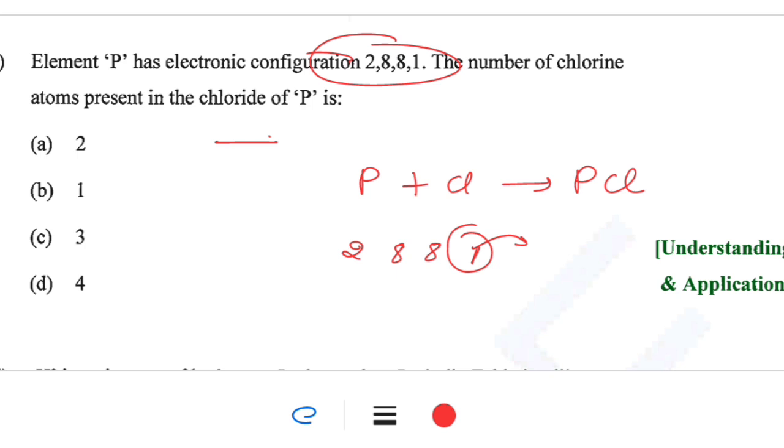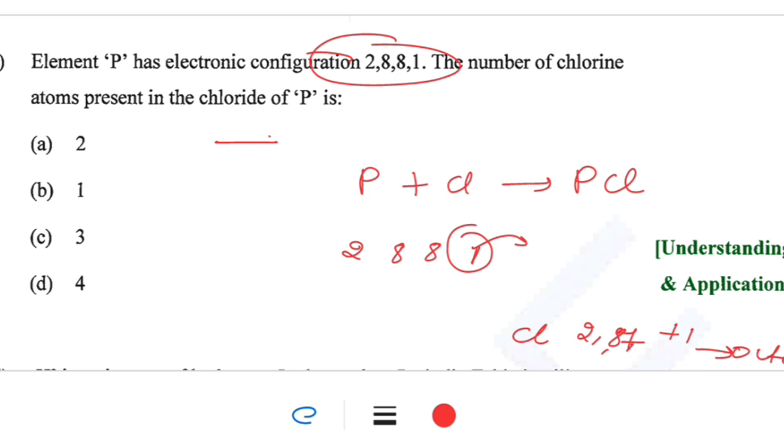So when it is losing one electron, obviously it's going to form a bond with an element which has the tendency to accept it. Look at chlorine. If you see the electronic configuration of chlorine, it is 2, 8, 7, right? So it has a tendency to accept one more electron so that it acquires octet configuration, right? So obviously when it has a tendency to accept only one electron, how many bonds are going to form? Only one single bond.